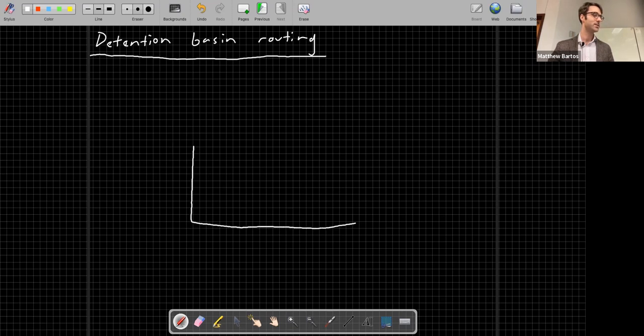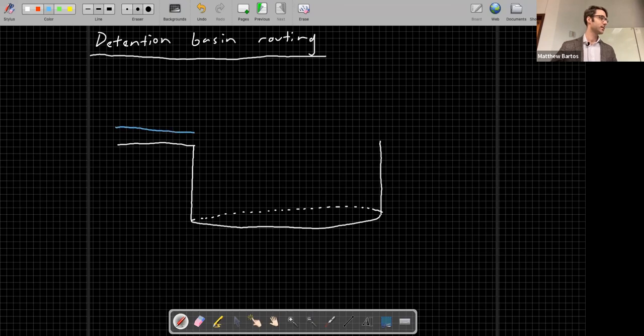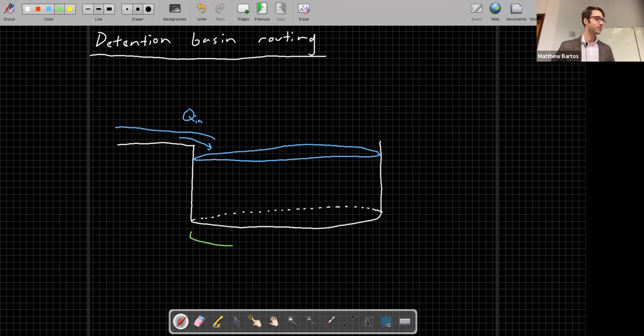So let's say we have a detention basin. We're going to treat it as a cylindrical tank, so this is an abstract representation of the detention basin. We have a detention basin here. It's fed by some channel, so there'll be some water coming in. I'm going to call this Qin. The detention basin has some water level in it. Let's say that the bottom area of the detention basin, I'm just going to call it A.